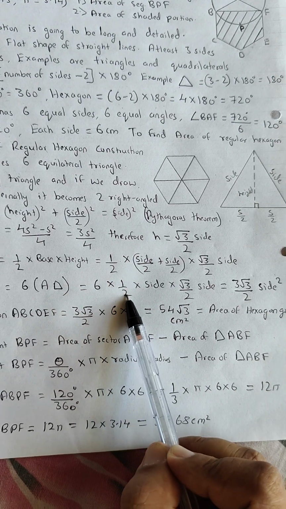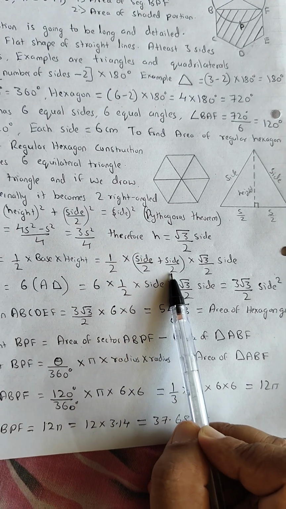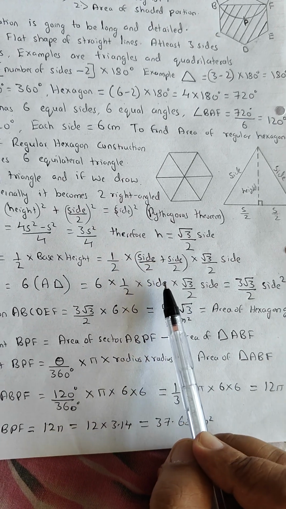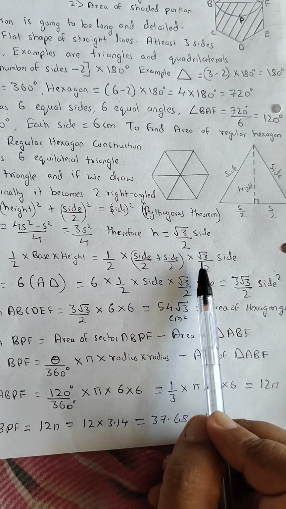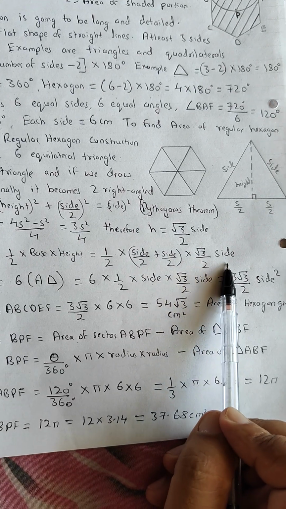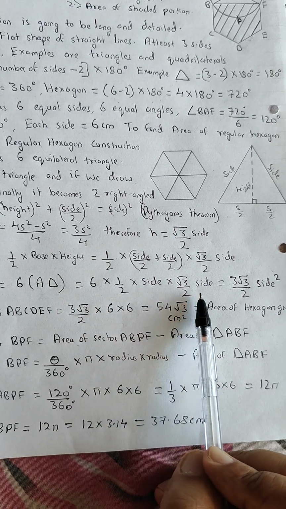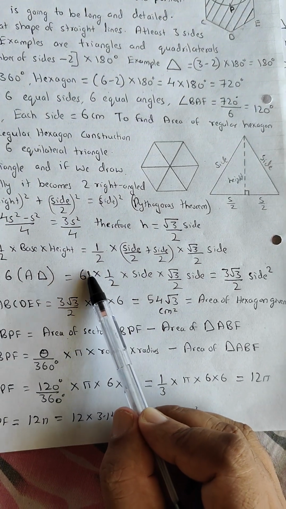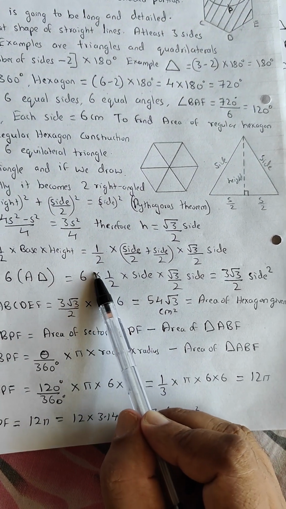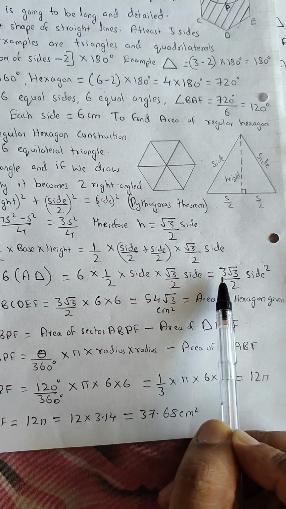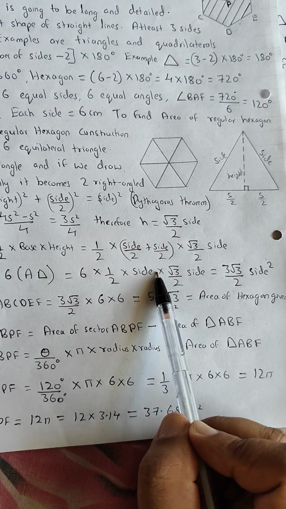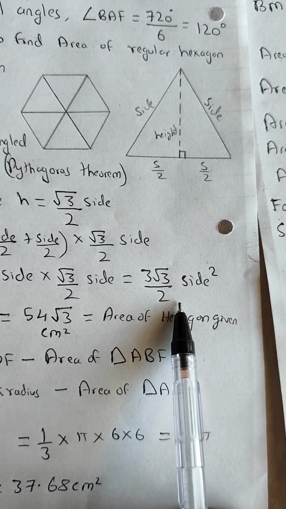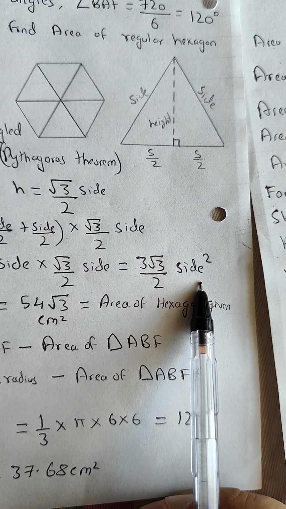Now 6 into half, side upon 2 plus side upon 2, half plus half is 1. So side upon 2 plus side upon 2 gives you side, multiplied by root 3 upon 2 into side. This is the clear formula. Now when you simplify this, 2 ones are 2, 2 threes are 6, this becomes 3, this 2 is gone, 3 into side, that is 3 side square, this root 3 remains at the top and 2 remains at the bottom. This is the formula of area of regular hexagon.